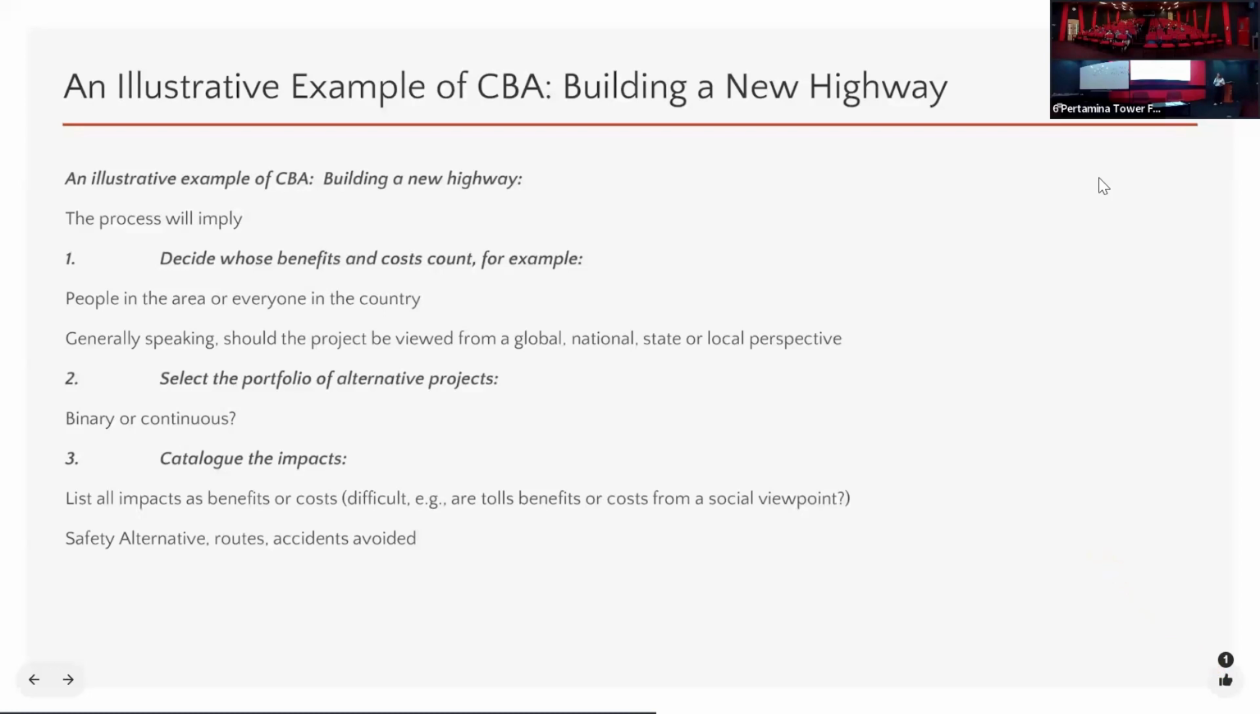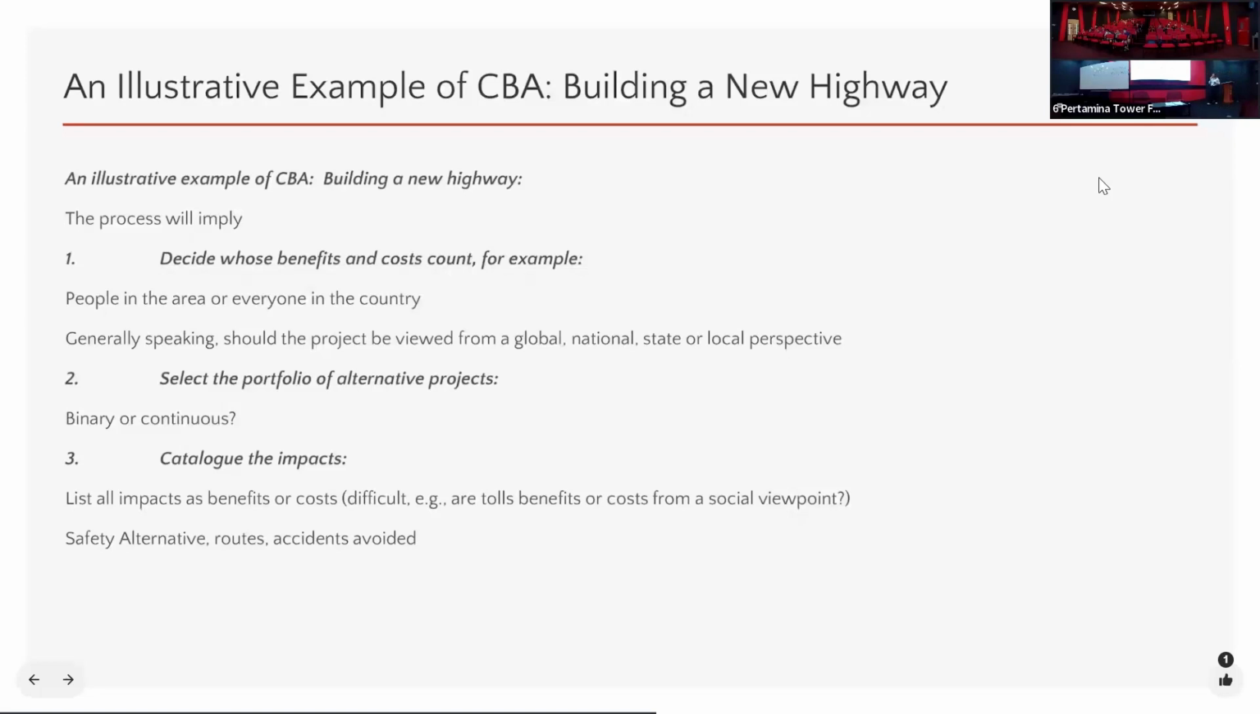For example, are we going to talk about the benefits and costs of the people in the area or about everyone in the country? What do you think? Local, regional, or all the country? Any brave souls around? No? Everyone, all the country, okay? Because we're all paying for it with our taxes, correct? So we need to know if it's good for everyone. Global, national, state, or local.